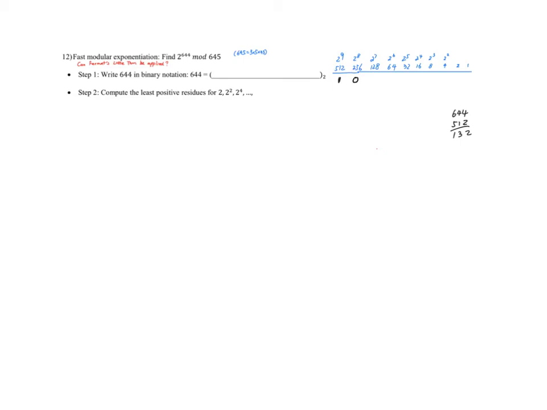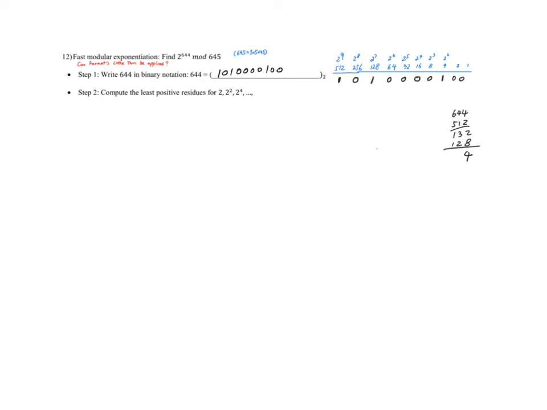128 does go into 132, so therefore we should have 128. That leaves 4, right? So 4 means we don't have 64, 0 for 32, 0 for 16, and 0 for 8. We have 1 for 4, and 0 for the other ones. So now we have 1 0 1 0 0 0 0 1 0 0.